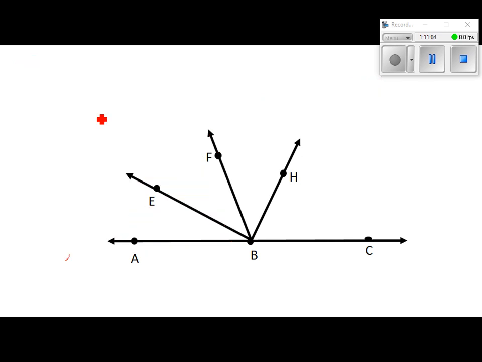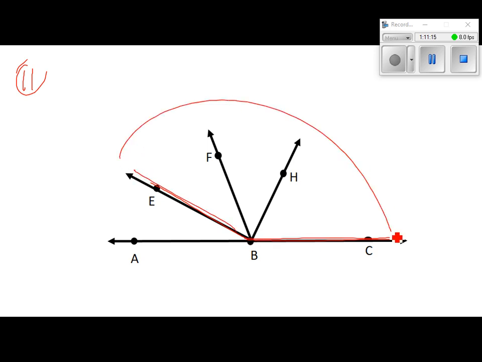Number 11, measure of angle EBC. EBC, that's from here to there. That whole thing is 3R plus 10. ABE, that's this angle. Oh, this one's completely different. So that angle is 2R minus 20. And they want us to find the measure of angle EBF.